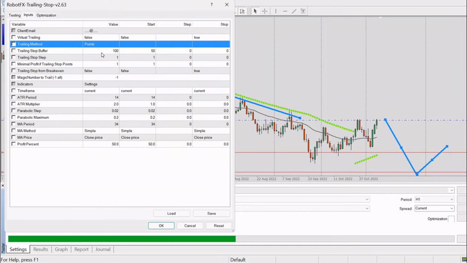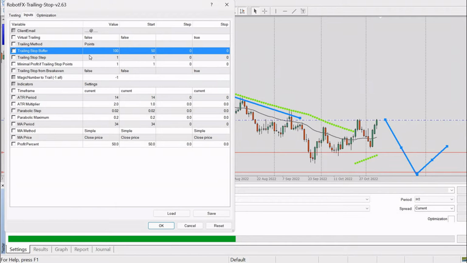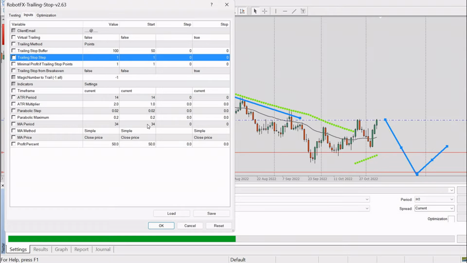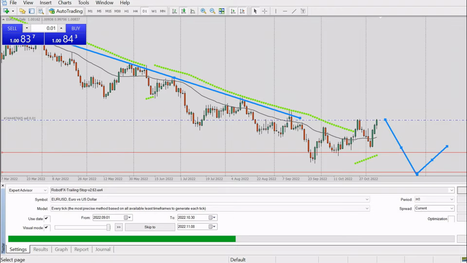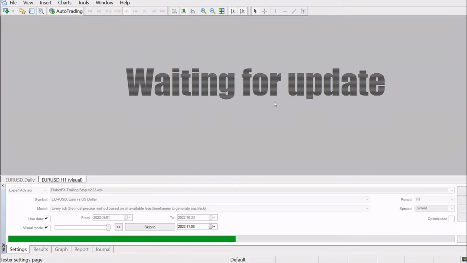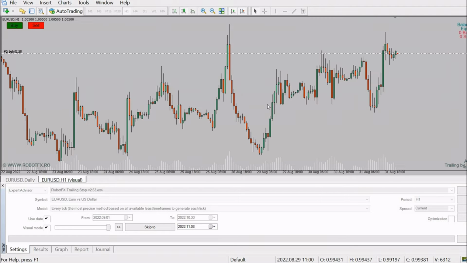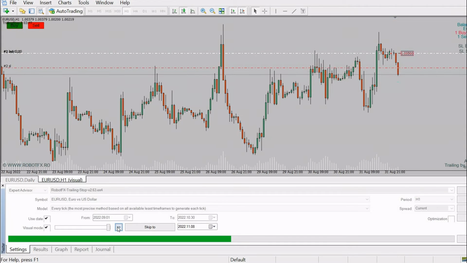And we have a trailing stop buffer of 100 and a trailing step of 1. We're going to focus on this right now. And what does it mean? It means that if the price goes in our favor 100 points, then the expert advisor will place the stop loss if it's not already on the chart and start dragging it one point at a time as the price continues to go in our favor.